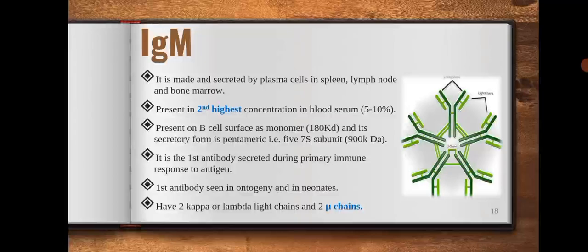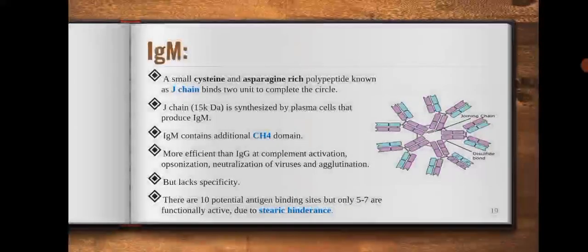neonates. They have 2 kappa or lambda light chains and 2 mu chains, that is heavy chains. A small cysteine and asparagine rich polypeptide known as J chain binds 2 units to complete the circle. J chain is synthesized by plasma cells that produce IgM.